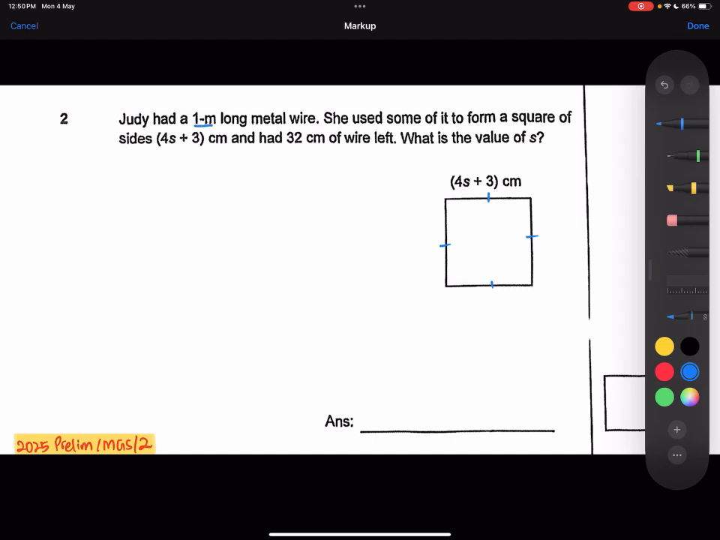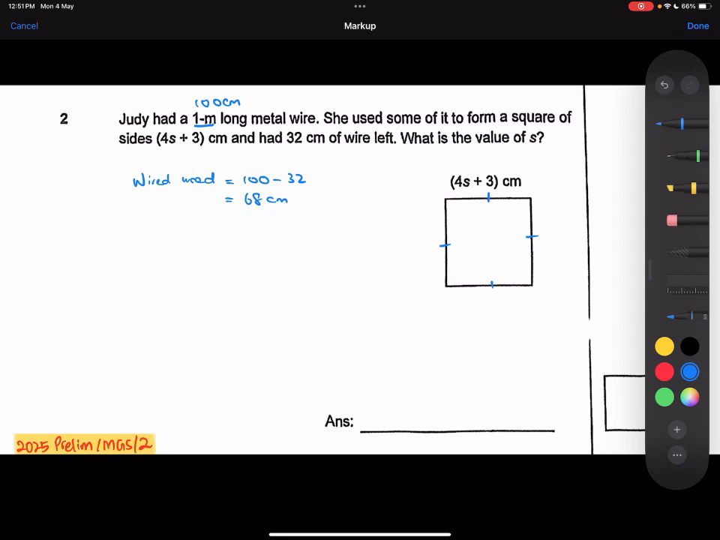Now let's convert 1 meter into 100 centimeter. And she had 32 centimeter of wire left. So wire used is equals to 100 minus 32. That gives us 68 centimeter. So 68 centimeter of wire was used to form the square.